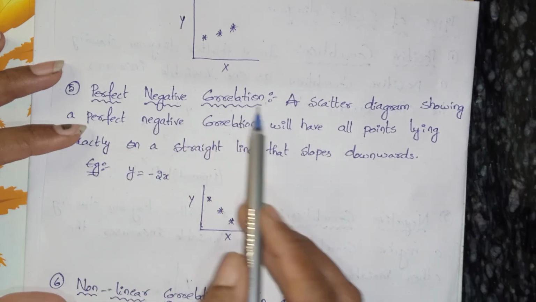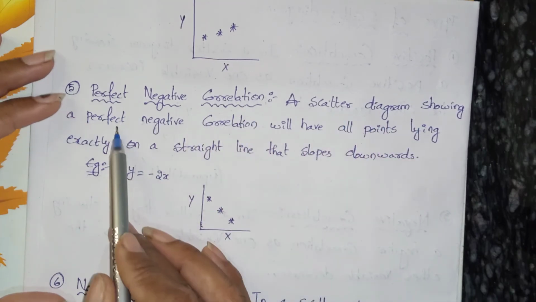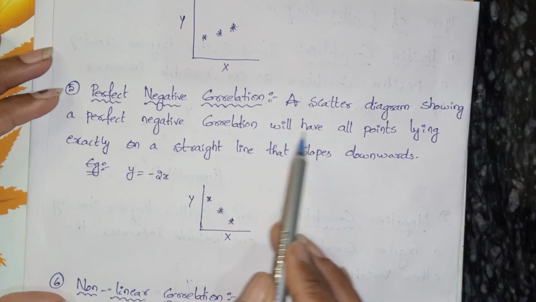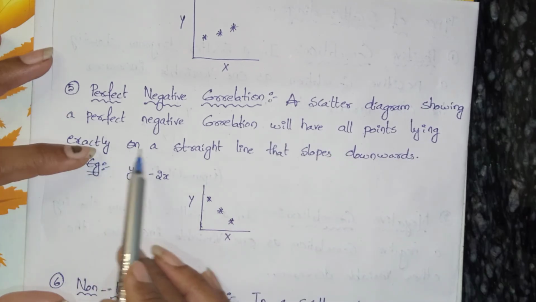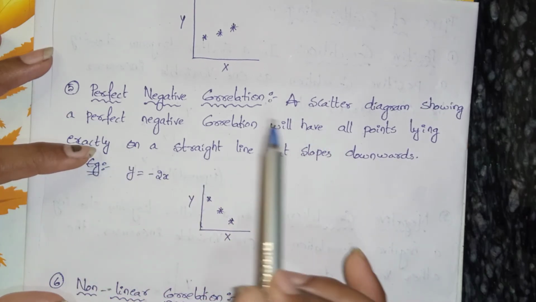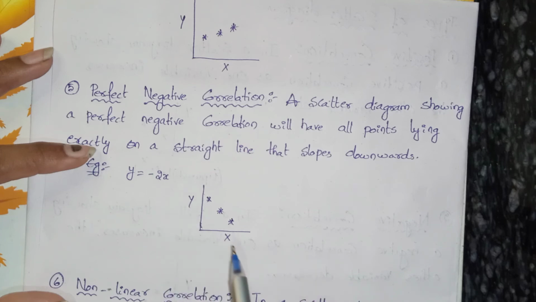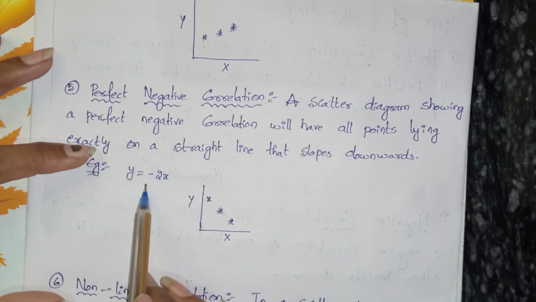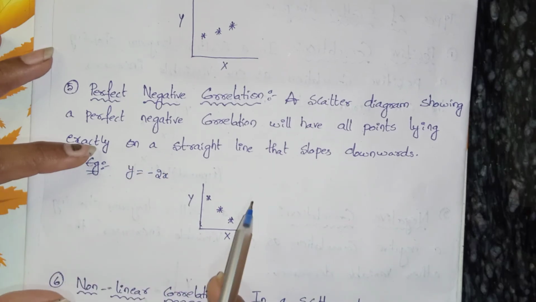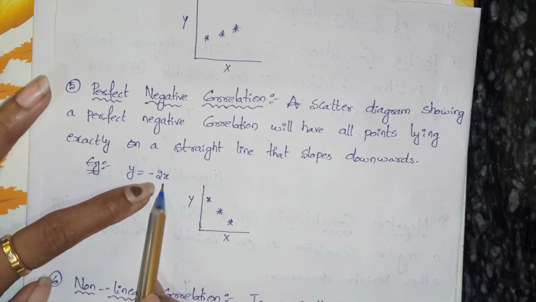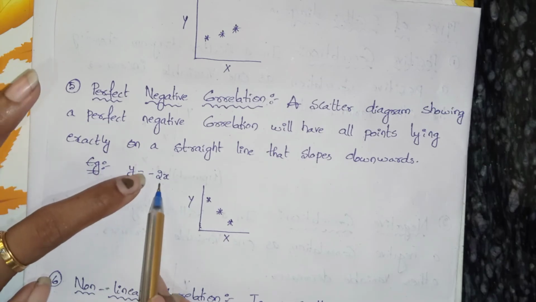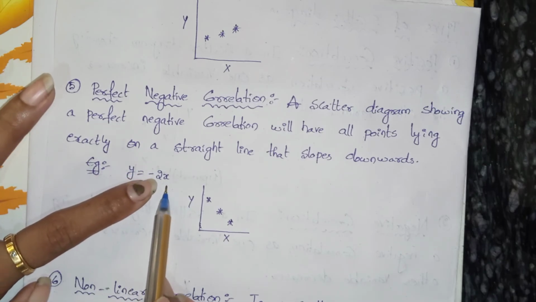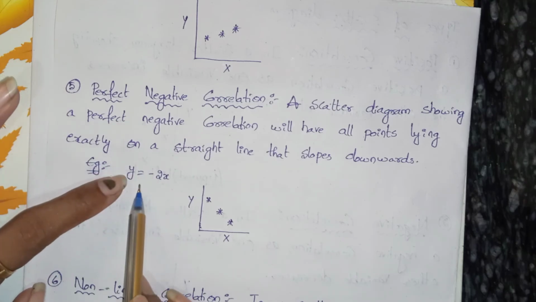Perfect negative correlation. A scatter diagram showing a perfect negative correlation will have all points lying exactly on a straight line that slopes downward. Exactly on a straight line, but towards downwards. So y equals minus 2x. That means this is the inverse of positive. If you take x value 1, y value will be minus 2. If you take x value 2, y value will be minus 4.